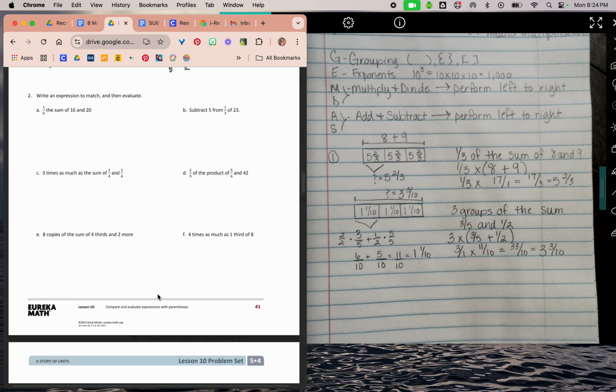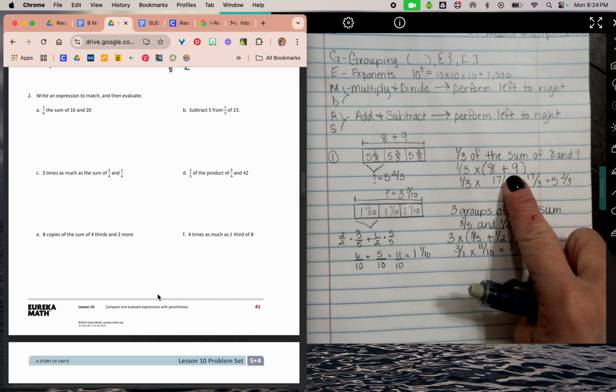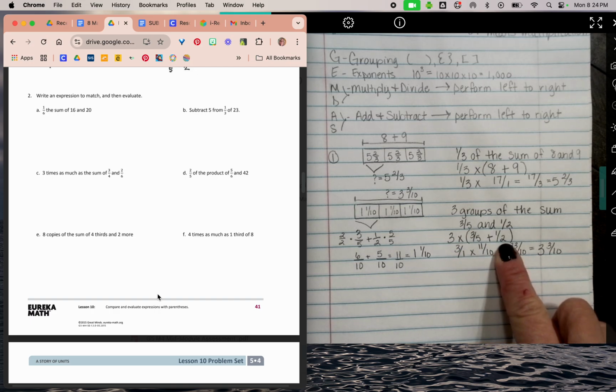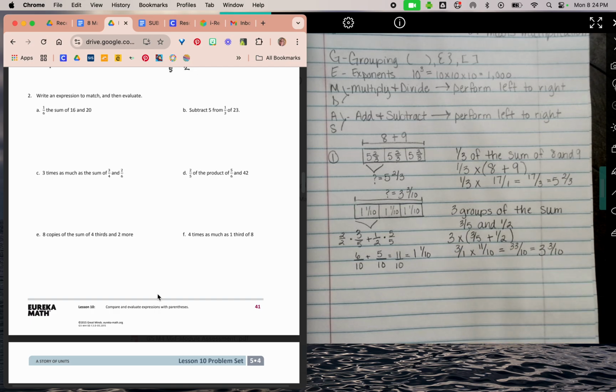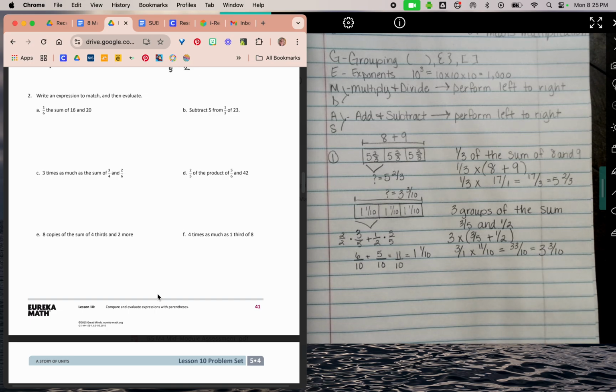Problem 2 has several different parts to it. And it's asking you just to write an expression to match and then evaluate. So remember, an expression just means that we don't have an equal sign. So when we look back here, we can see we have just this number sentence. There's no equal sign on it. And just this number sentence here with no equal sign. When we evaluate, that's when we're going to want to start throwing those equal signs in.